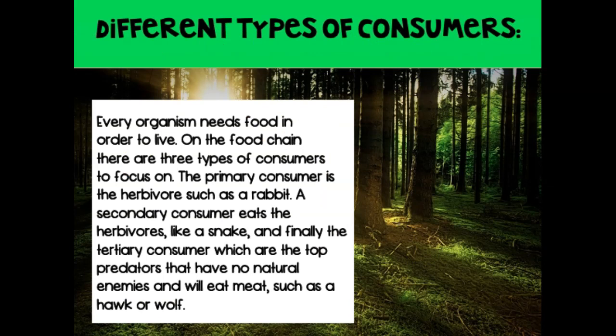Now, we need to think about the different types of consumers. Every organism needs food in order to live. On the food chain, there are three types of consumers to focus on. The primary consumer is the herbivore, such as a rabbit. A secondary consumer eats the herbivore, like a snake. And finally, the tertiary consumer, they're at the top of the food chain, and they're the predators that have no natural enemies and will eat meat, such as a hawk or a wolf.